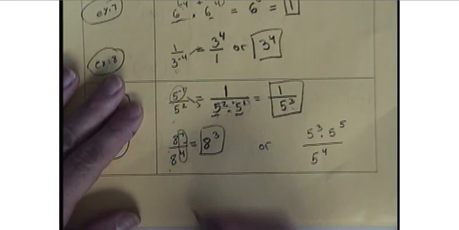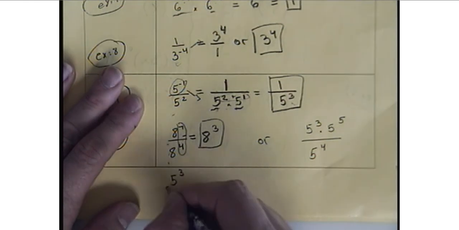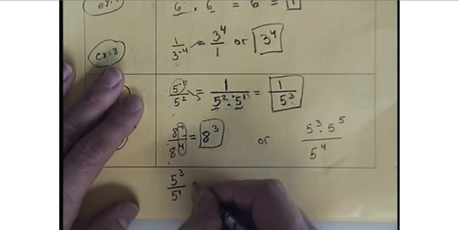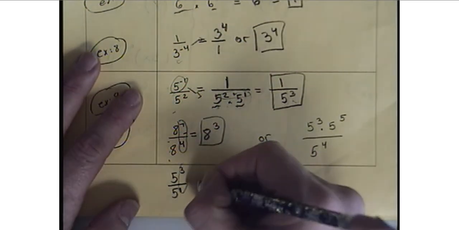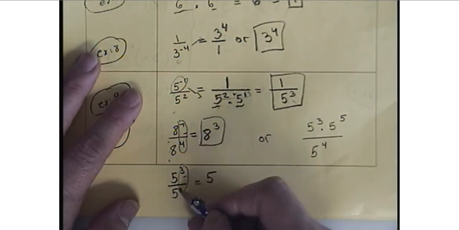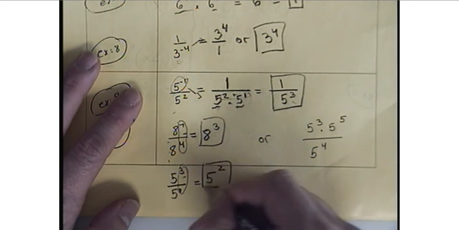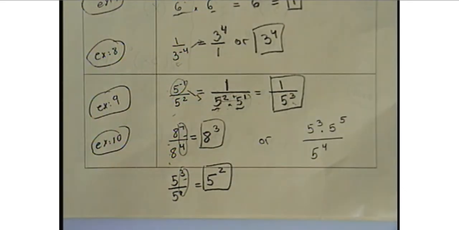What about if I have 5 to the third over 5 to the first power? So I'm going to copy the same base 5, and what do we do with this? We subtract them. 3 minus 1 will be 2. So 5 to the second will be my next answer here.